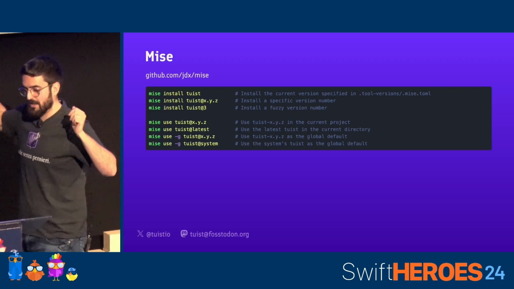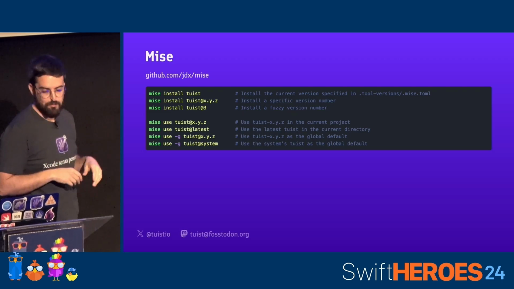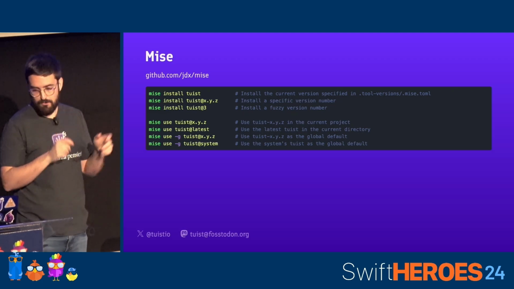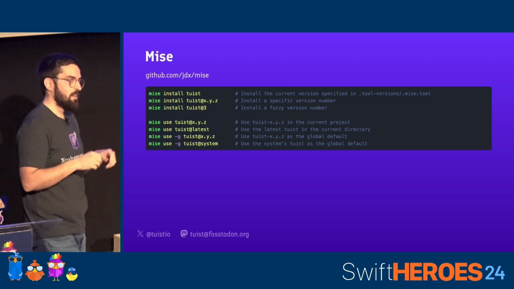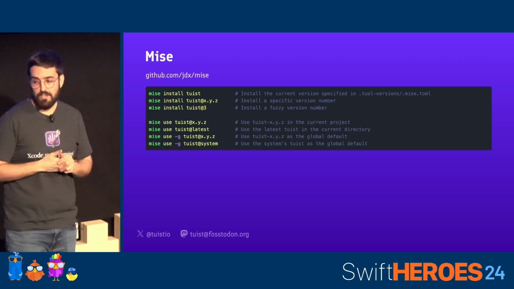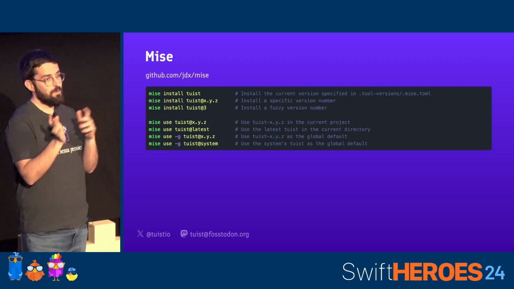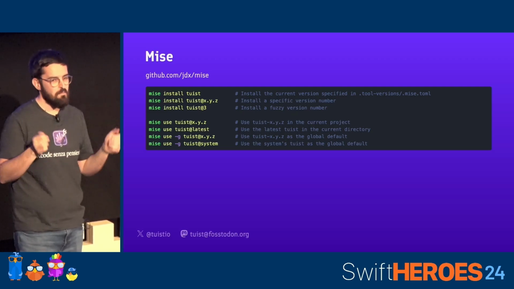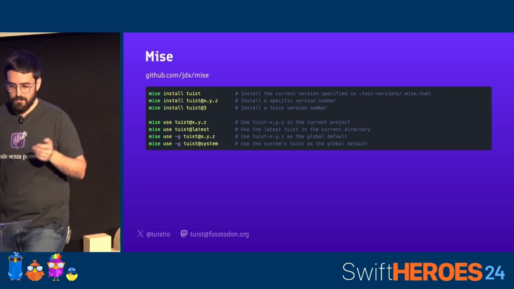And the interface is something like this. It's very cool. You say, install this version of Tuist, or install the latest version, use this version globally, use this version for this project, and then the tool takes care of everything. It was kind of a pain to ask people to migrate to this system. They can still use Homebrew, but it's so much better.